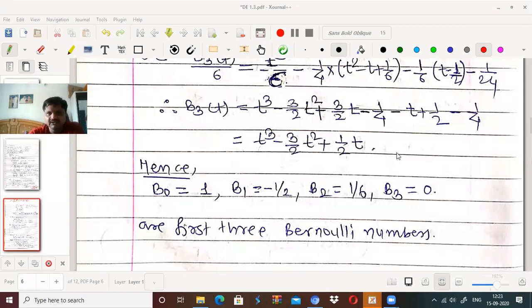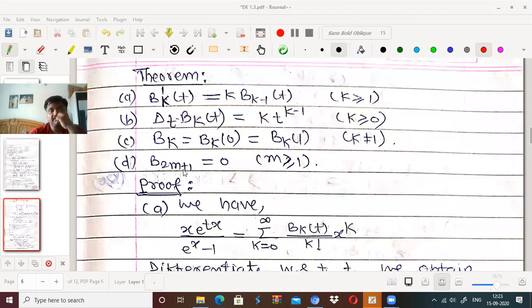constant term there, any constant term. You can see this. You find b4 of t, you find b5 of t, you find b6 of t, and you do like that. You can say that there is no constant term in this polynomial, and therefore b2m plus 1 of 0 is always going to be 0, where m is equal to 1, 2, 3, etc. 2m plus 1 का मतलब क्या है? यहाँ देखो 2m plus 1, b2m plus 1 at 0, isn't it? That is Bernoulli number where m is greater than or equal to 1.